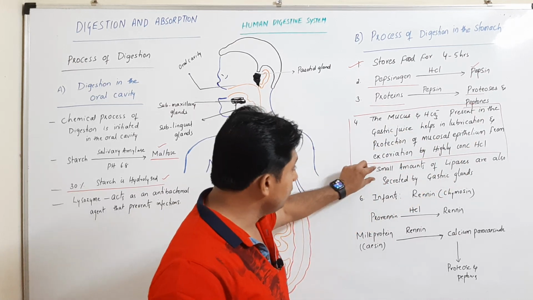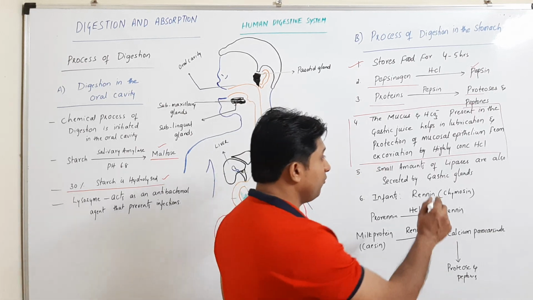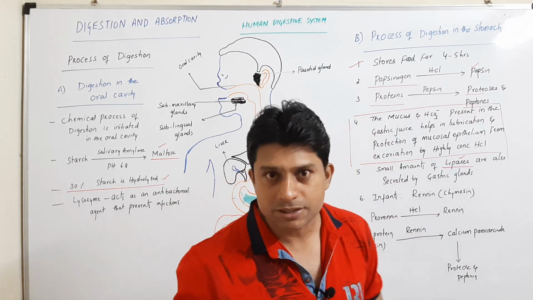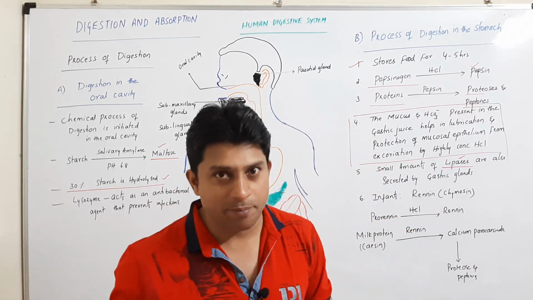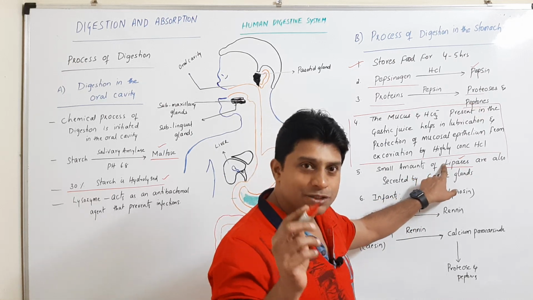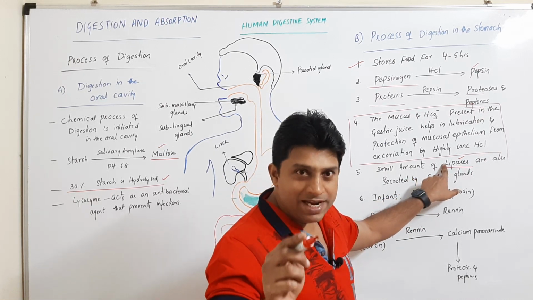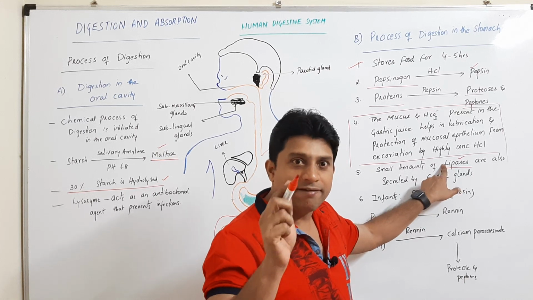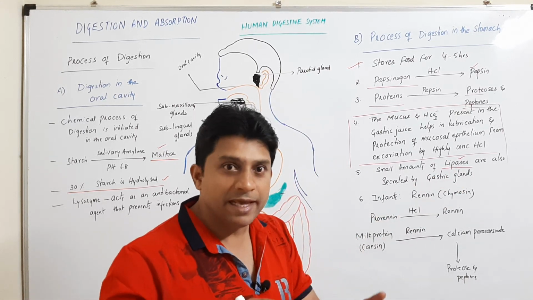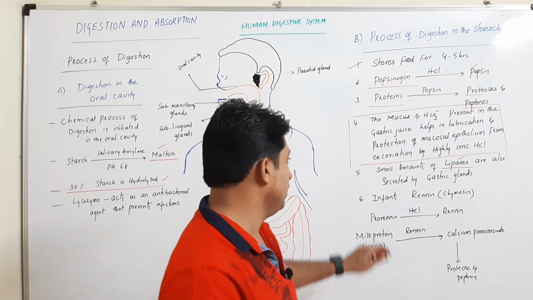Next, small amounts of lipases are also produced by gastric glands. We call them gastric lipases. And generally, these gastric lipases act on already emulsified triglycerides, if any are present in the ingested food. Then only they will act, otherwise they do not work, right?